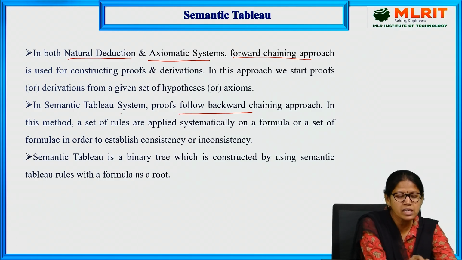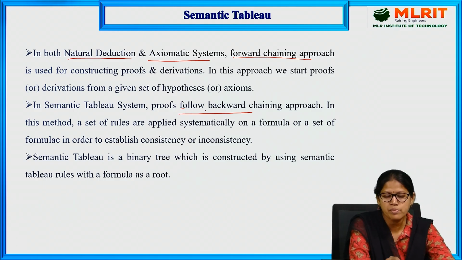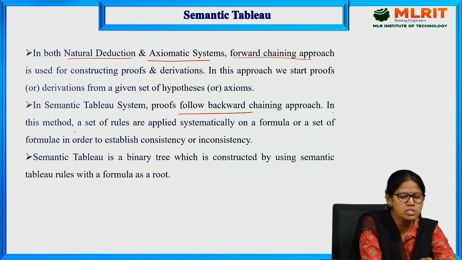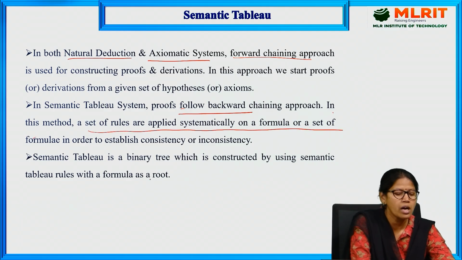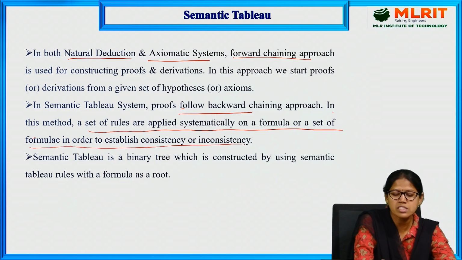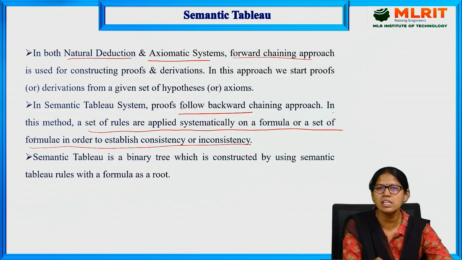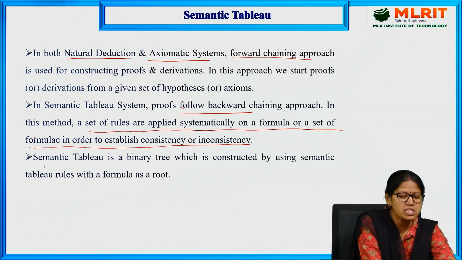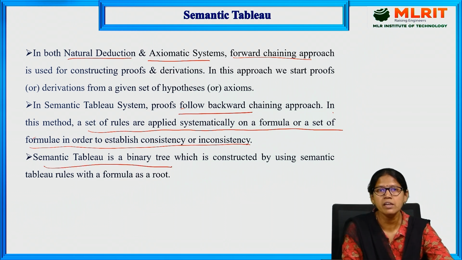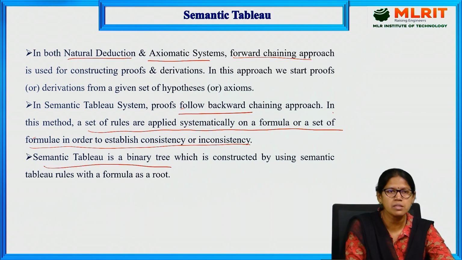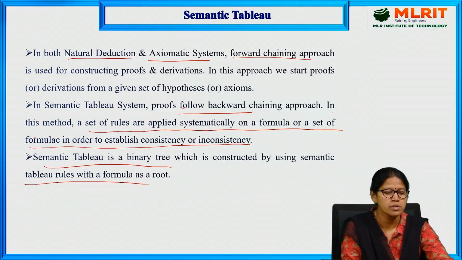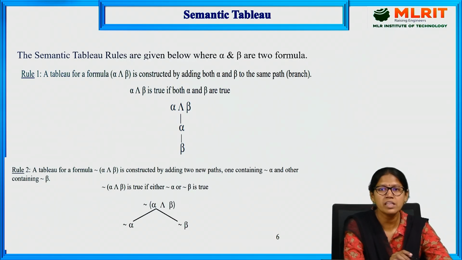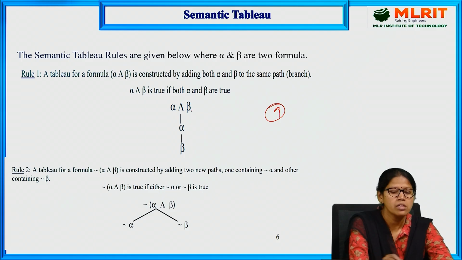So look here. In the semantic tableau system, proofs follow the backward chaining approach. In this method, a set of rules are applied systematically on a formula or a set of formulas in order to establish the consistency or inconsistency, satisfiability or unsatisfiability. The semantic tableau is a binary tree which is constructed by using semantic tableau rules with the formula as a root. So here there are 9 rules.